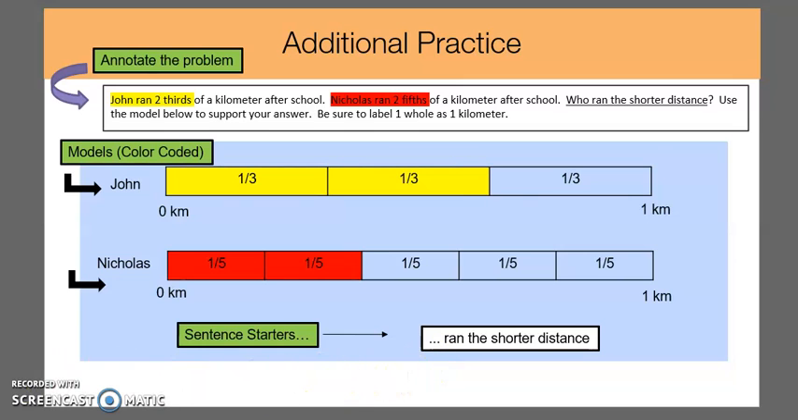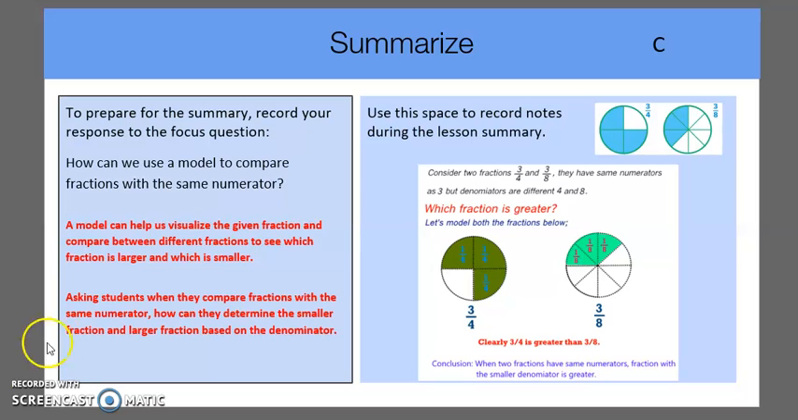Lastly, we're going to do summarization. So in looking at how we can use a model to compare fractions with the same numerator, here are some guiding points that we want the learning to take place with our students. To emphasize, a model can help us visualize the given fraction and compare between different fractions to see which fraction is larger and which is smaller. Asking students when they compare fractions with the same numerator, how can they determine the smaller fraction and larger fraction based on the denominator? And I provided some examples here to help guide us with that.